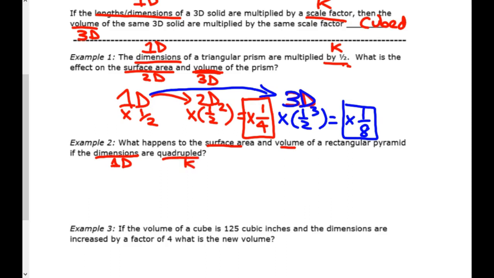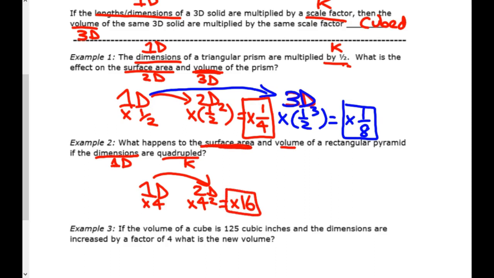So once again, let's start with 1D. What does quadruple mean? Times 4. Very good. So for 2D, it's going to be 4 what? Squared. What is 4 squared? Hopefully we know 4 times 4, or type it in your calculator, 4 squared. Okay. So my surface area change, this one right here, is times 16.